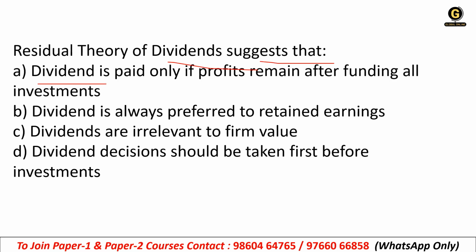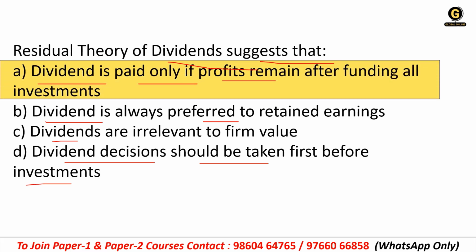Next. Residual theory of dividend suggests that A. Dividend is paid only if profit remain after funding all investment. B. Dividend is always preferred to retain earning. C. Dividend are irrelevant of the firm value. And D. Dividend decisions should be taken first before the investment. Right answer is option A. Dividend is paid only if profit remain after funding all investment.